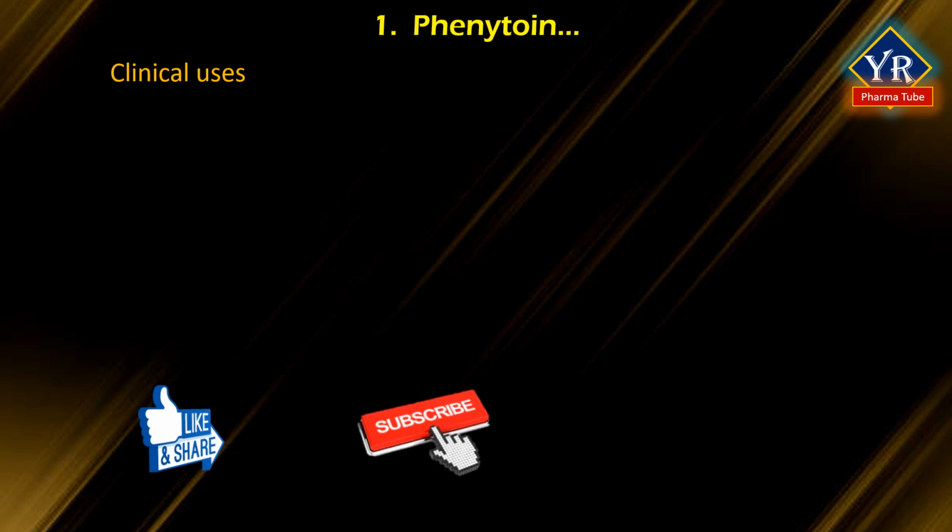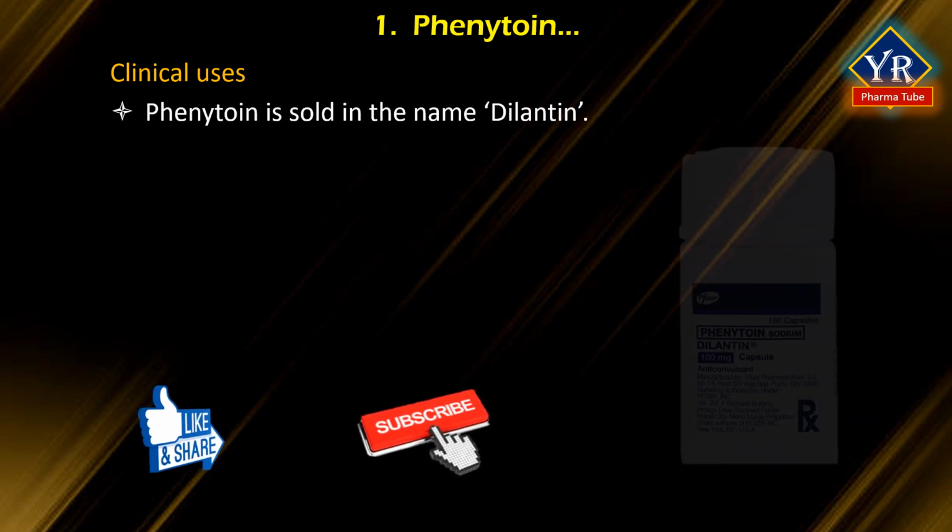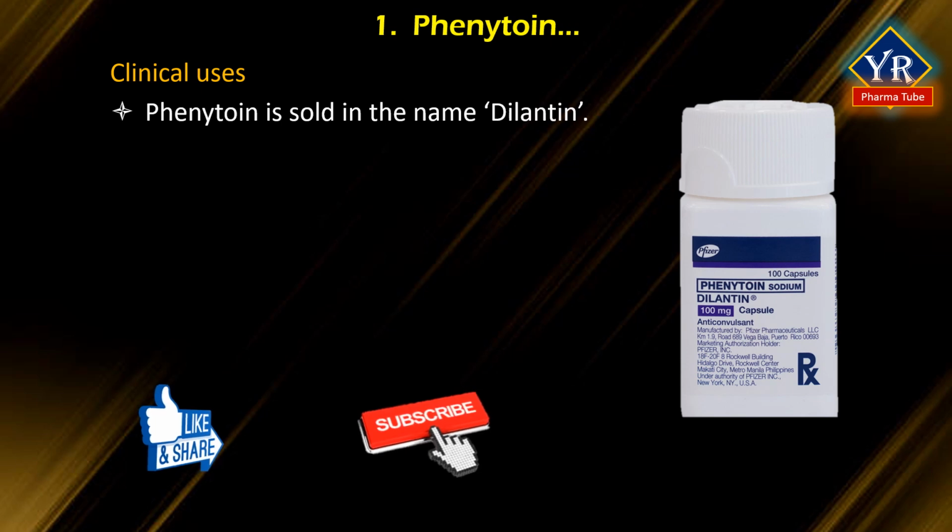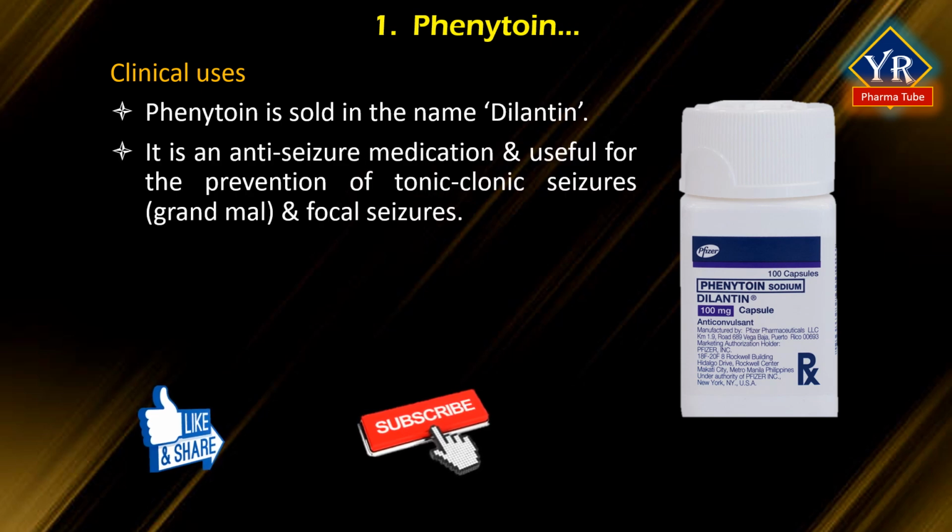Phenytoin is marketed under many brand names worldwide. It is sold under the brand name Dilantin. It is an anti-seizure medication. It is useful for the prevention of tonic-clonic seizures, also known as grand mal seizures, and focal seizures, but not absence seizures. It can be taken intravenously or by mouth. The intravenous form generally begins working within 30 minutes and is effective for roughly 24 hours.